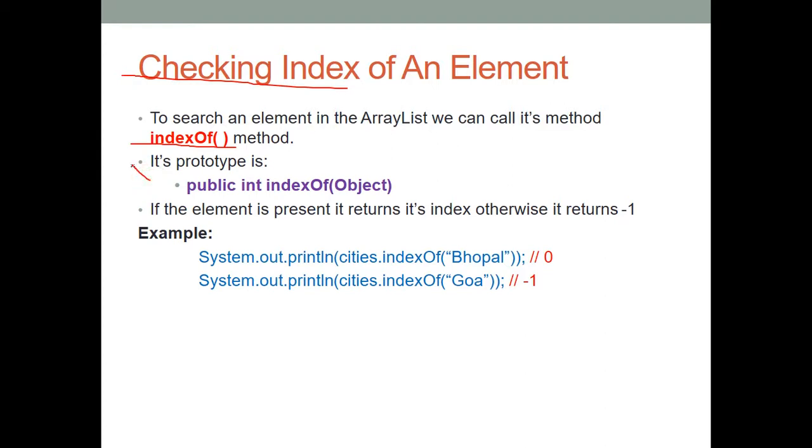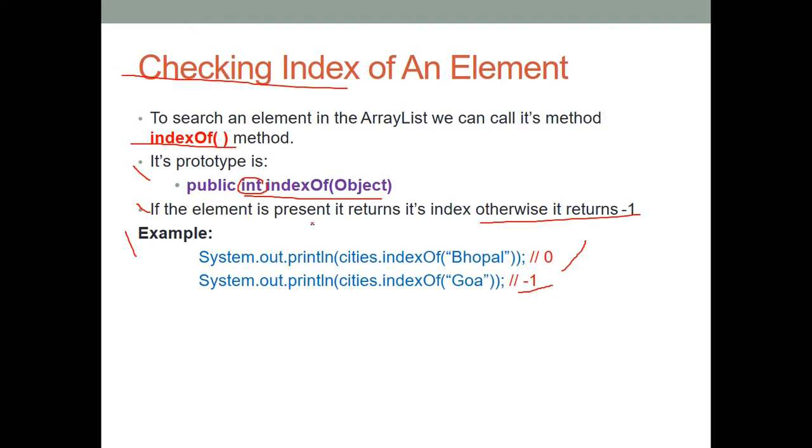In the List collection, public int indexOf(Object). You just pass the object and it will return the index number. I hope it is clear. If the element is present, it returns its index, otherwise it returns -1. So the return type is the index, otherwise -1. How can you do this? For example, System.out.println(city.indexOf(Bhopal)) gives 0, and System.out.println(city.indexOf(Goa)) gives -1. Why did it happen?